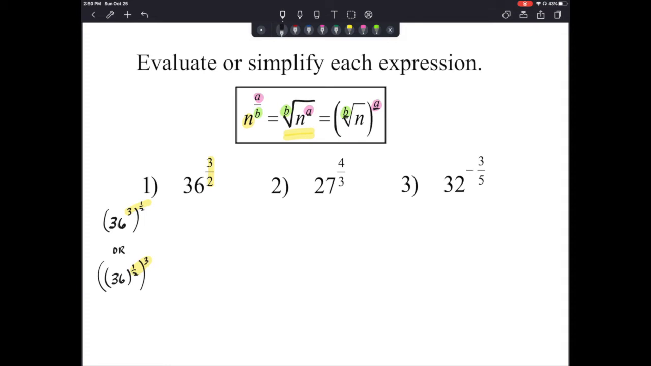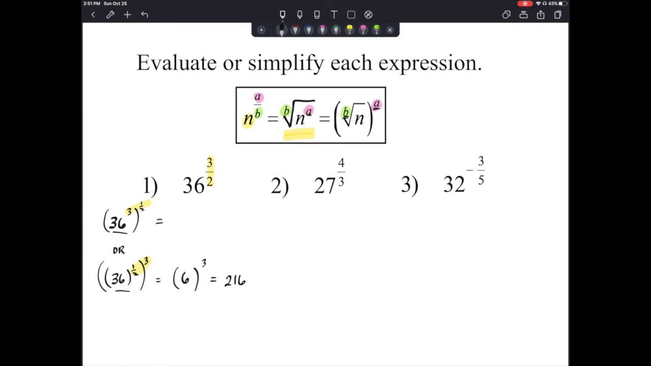Well, which one can I do in my head? 36 to the third power or 36 to the 1/2 power? I know 36 to the 1/2 power is just 6. I don't know what 36 to the third power is in my head, so I'm going to go with this bottom one. 36 to the 1/2 power is 6, and now I can raise it to the third power, which gives me 216. So either order would work. I just can't do 36 to the third power in my head.